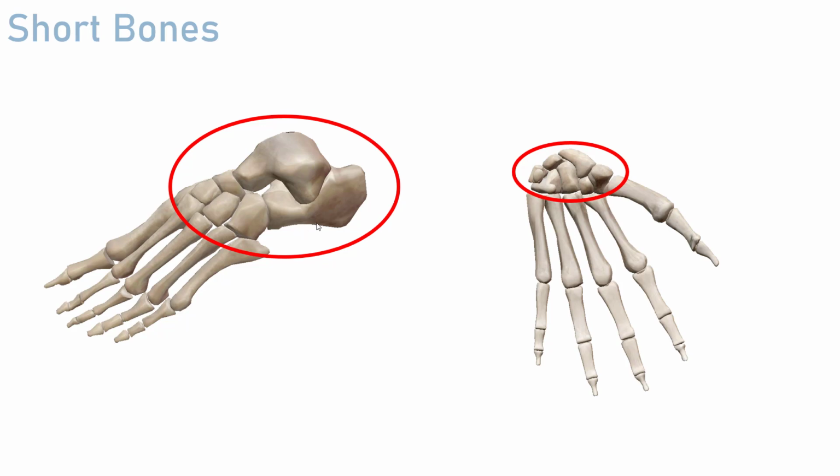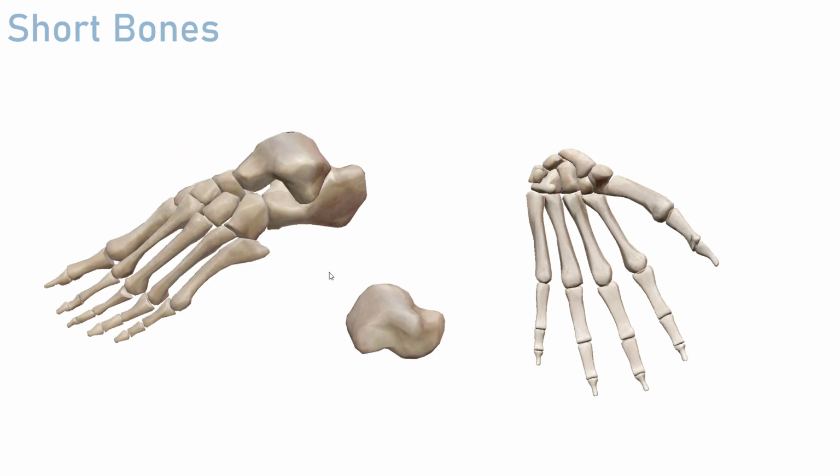These are primarily found in the wrist and the ankle, so your tarsals and your carpals. In your hand, so this is your tarsal here, and you can see it's short and stout, and it is right here in the ankle, and again the carpals that you find in the wrist.